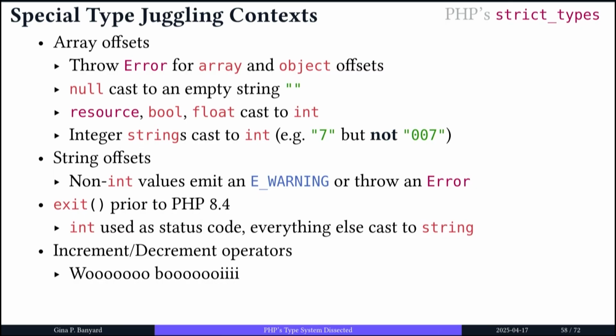Exit, prior to 8.4, was its own language construct. So it didn't follow any of the usual function type juggling semantics: if you had an integer, it would use it as a status code. Otherwise, it would just cast everything to a string. Since 8.4, it behaves just like a function, because it is just a function now. So if you ever had a CLI script with a has-error boolean variable and you tried to pass it to exit, before it would cast it to an empty string if it was false, instead of the status code 0. It lost me about 3 hours of my life trying to debug CI, while my CI pipeline was failing and I was getting no output, which was a very fun time.